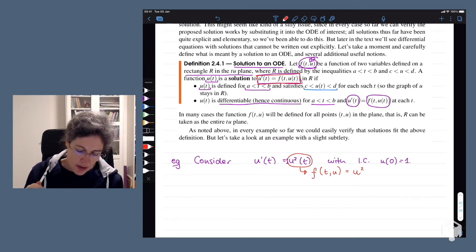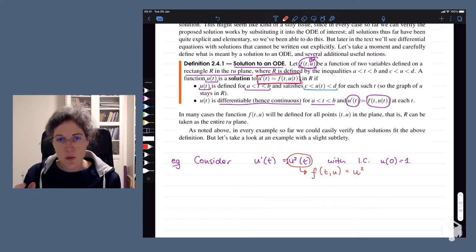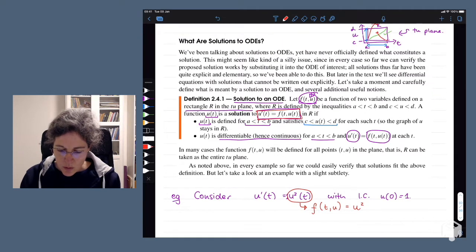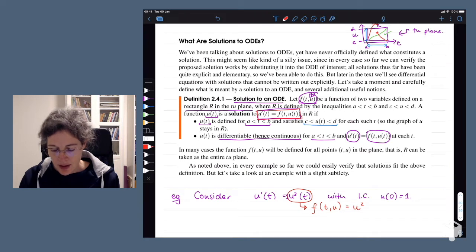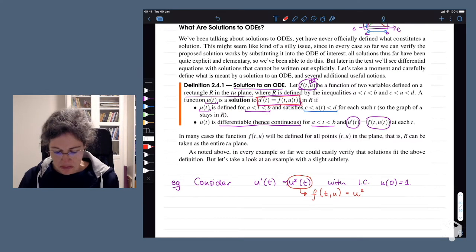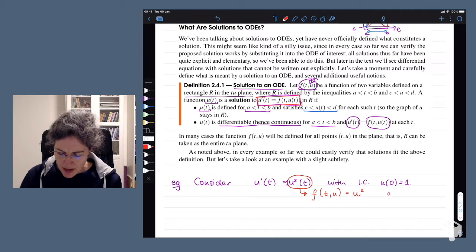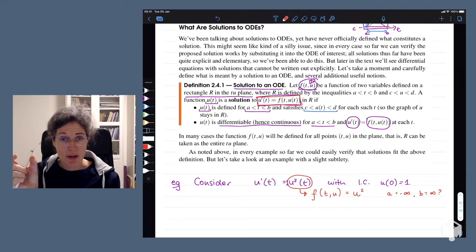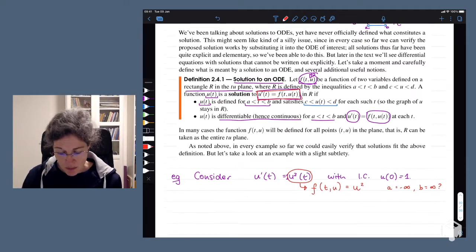The next thing to think about in our definition is what would our r be? So in particular, what are the t values for which we want to find a solution? And initially you might look at this and say, well, that derivative, that du by dt is defined for all t, so maybe we want to find a solution for all t. So maybe a is equal to minus infinity, b is equal to infinity, because we kind of have to know where our solution is valid. Maybe, I don't know, we can check on that.